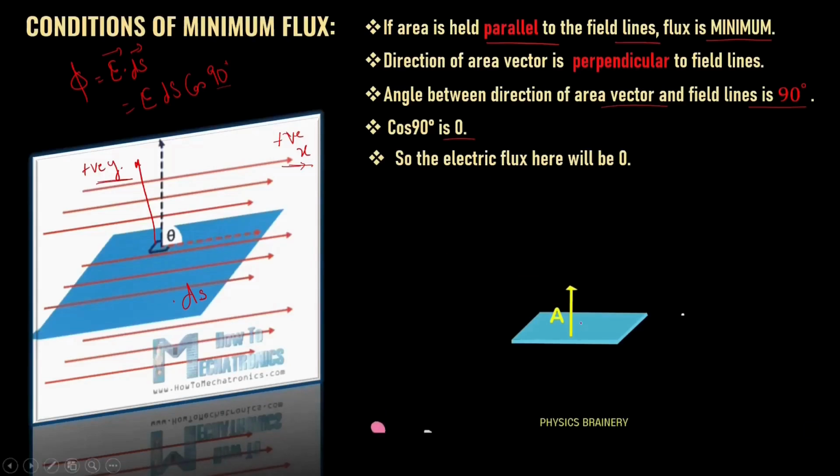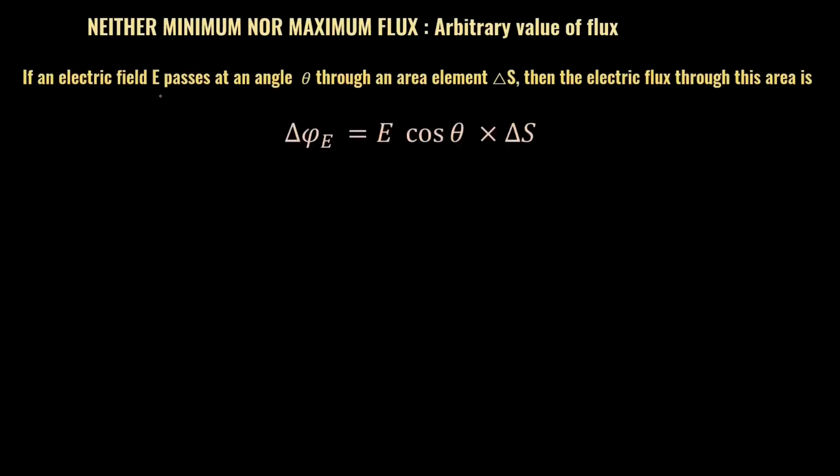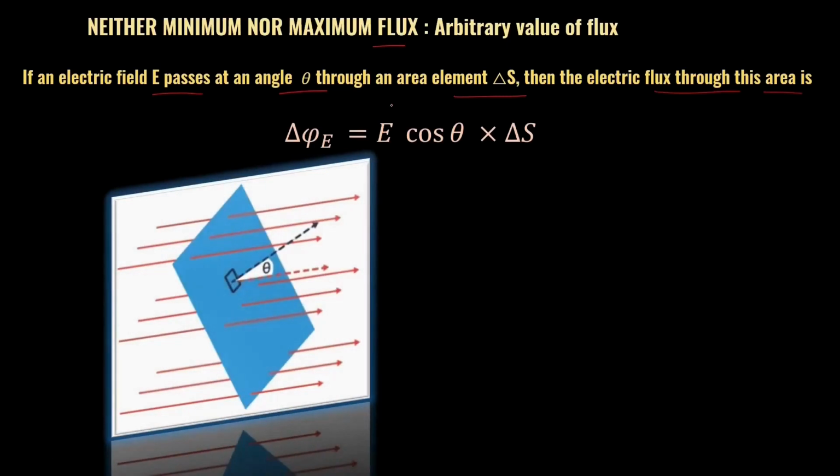No electric field line will cross the surface, they are just passing over the surface and under the surface, but they will not cross the surface in a perpendicular direction. So this is the condition of a minimum flux. Next, let us see, we are having an arbitrary value of flux also, that is neither the maximum nor the minimum flux. In which situation? If electric field E passes at an angle theta through an area element, the electric flux through this area will be, the general formula in this case, neither perpendicular nor parallel to the given area, at an arbitrary angle.